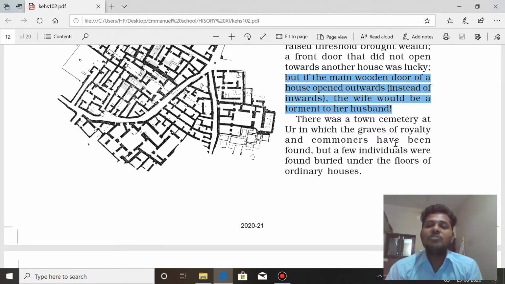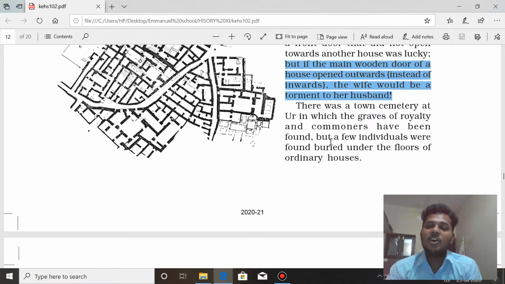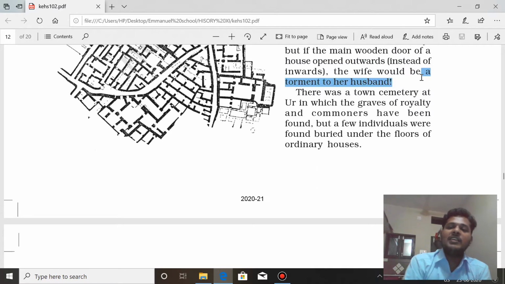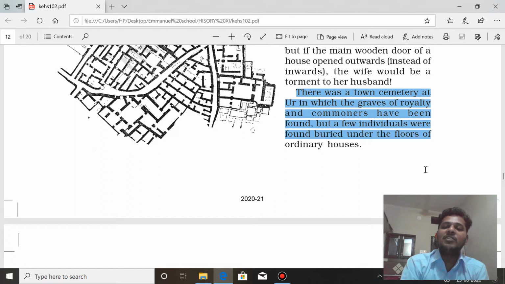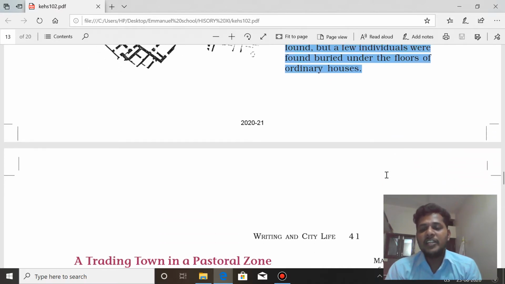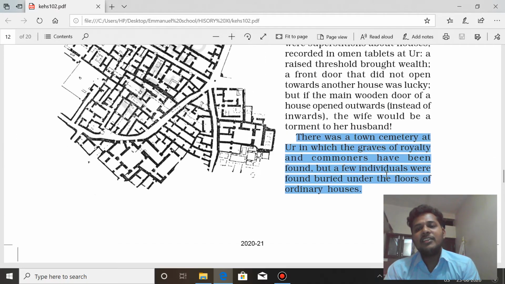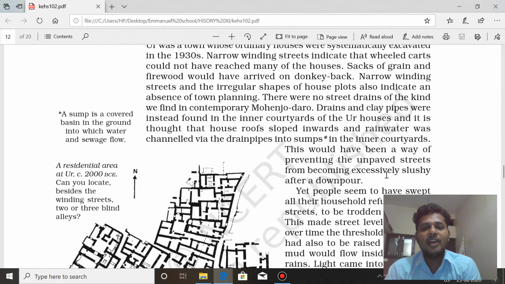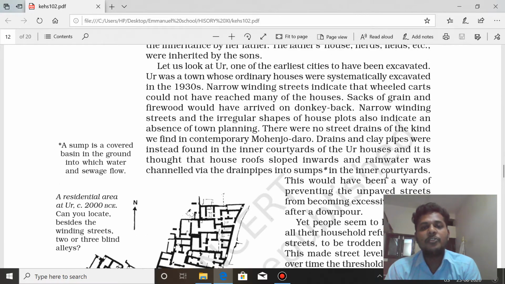There was a town cemetery also in which graves of the royalty as well as commoners were found, but few individuals were found buried under the floor of their old ordinary houses. This is the seventh point. There were some ordinary cemetery houses in which commoners and royal people were all found buried together. So seven, and one more point you can extend. So 8 points you can add. This will be a long answer for you.